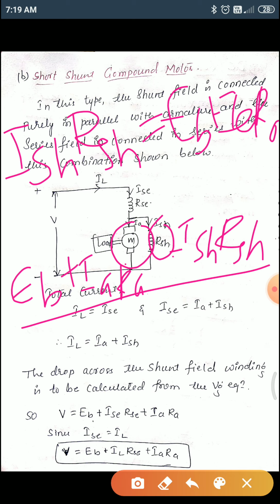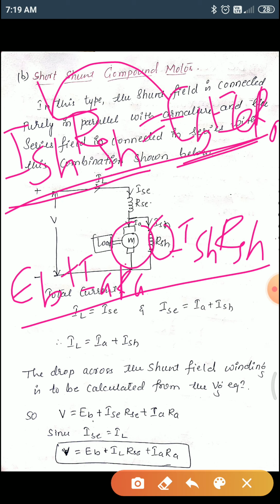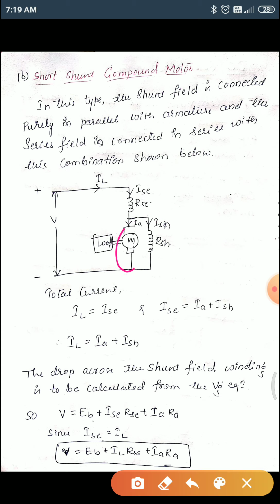You write it aside. This is equal. Whenever EB plus IARA comes, you can replace it with ISH RSH, or wherever ISH into RSH comes, you can put EB plus IARA. Once you have got this, the voltage across this and this are both the same, so I'm going to consider only one. So this I'm going to consider.